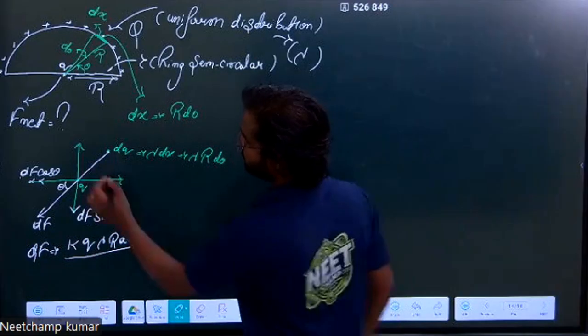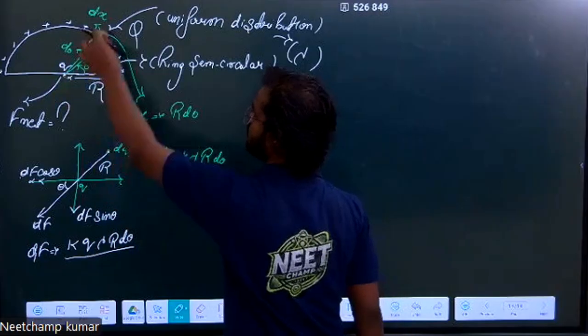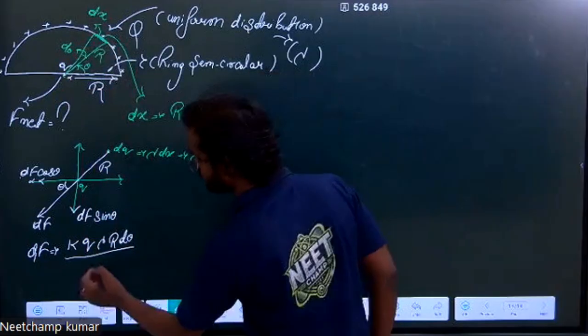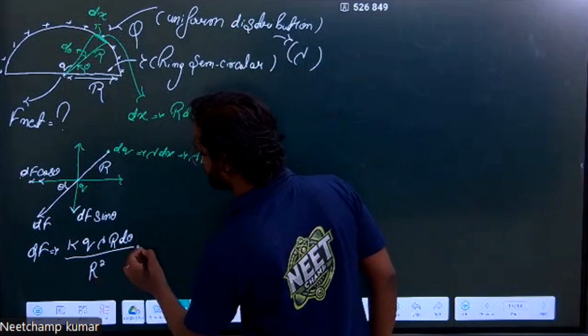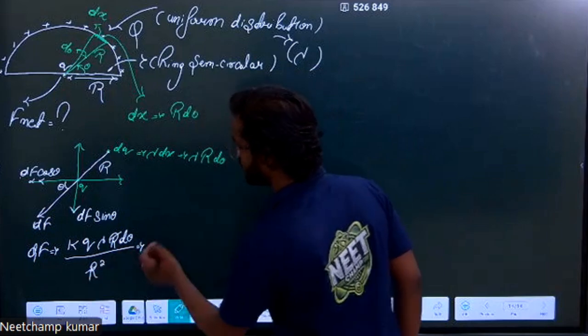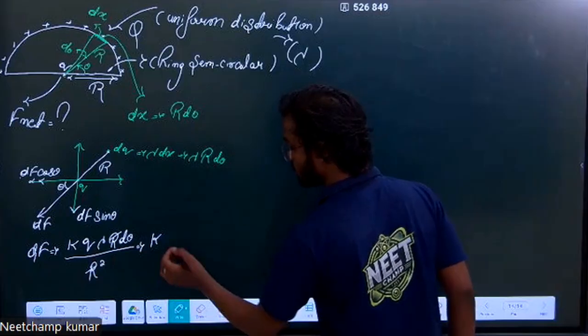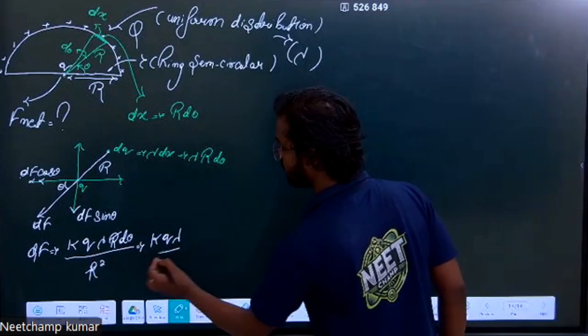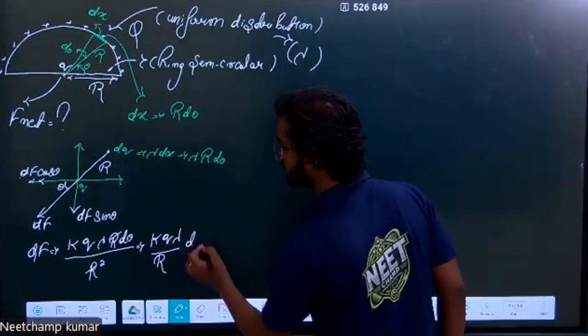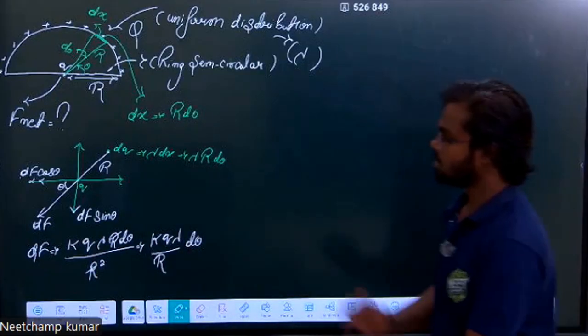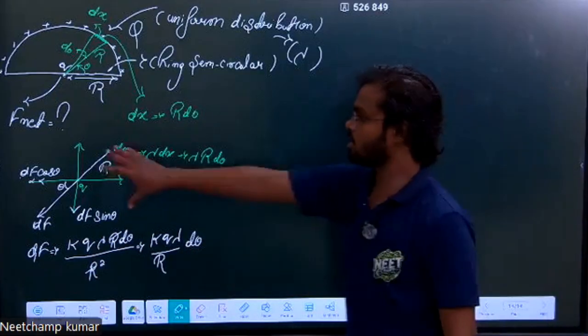The distance between these 2 points is r only. This charge and this charge, this is r only, so this is r square. So when you cancel out this r and r, what will you get finally? k q lambda divided by r into d theta, right? This is what we are finally getting. Now you just put the value.